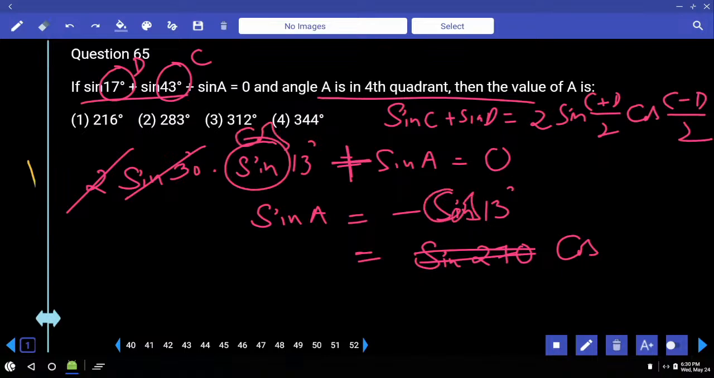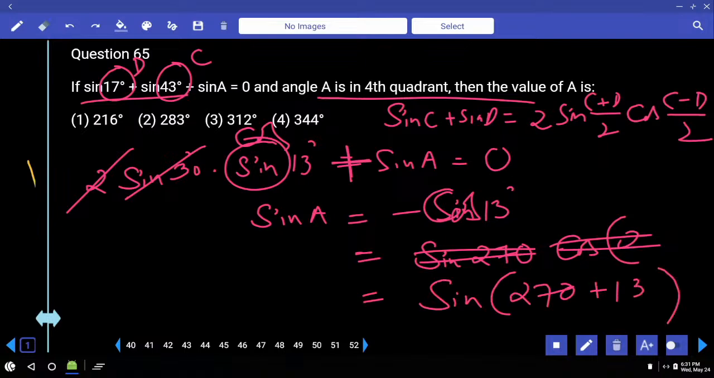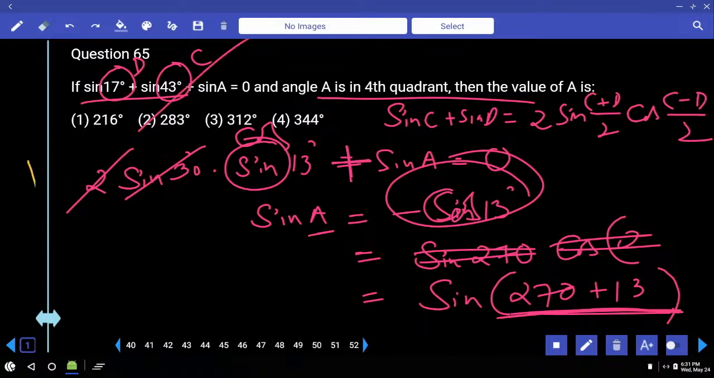So this should be cos 13. Then we can write it as sin 270 plus 13. Sin 270 plus 13 gives minus cos 13. Therefore, if we compare the values, A is equal to 283. Option 2. Next.